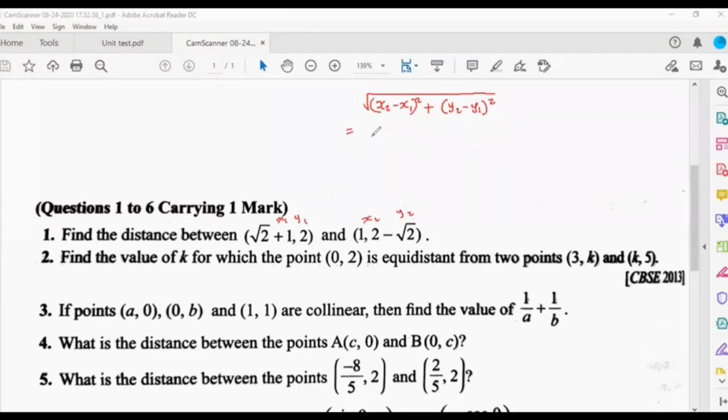x2 is 1, right? Square root of (1 minus x1). What is x1? Root 2 plus 1. Root 2 plus 1 all square, then plus y2 minus y1. What is y2? Minus root 2 minus 2. Minus root 2 minus 2 all square. Okay. So how will the next step come? Square root of 1 minus root 2 minus plus 1.